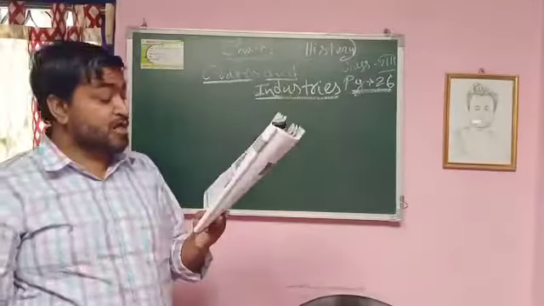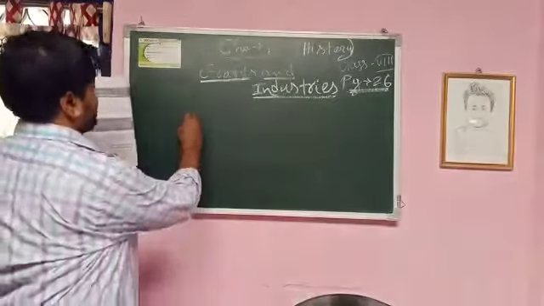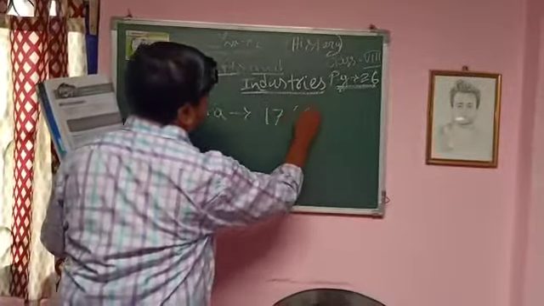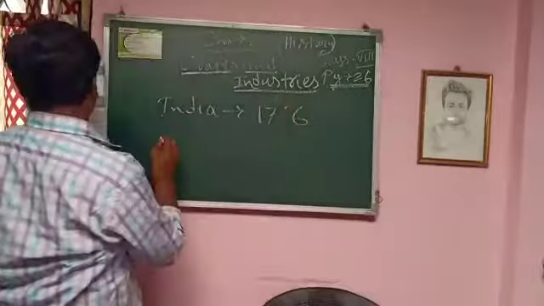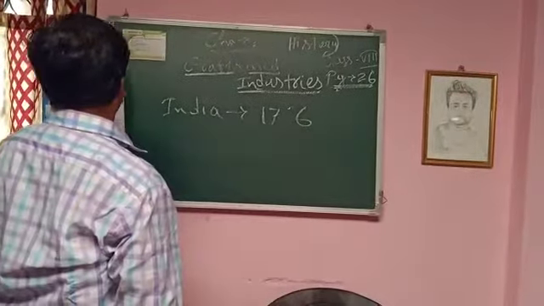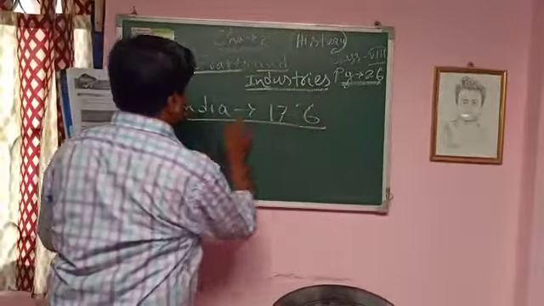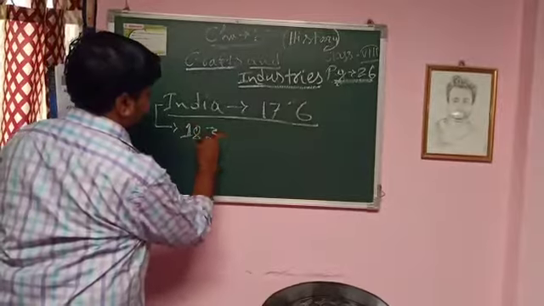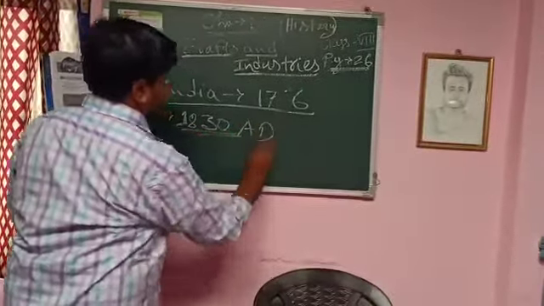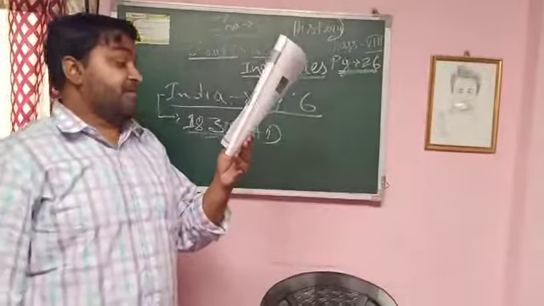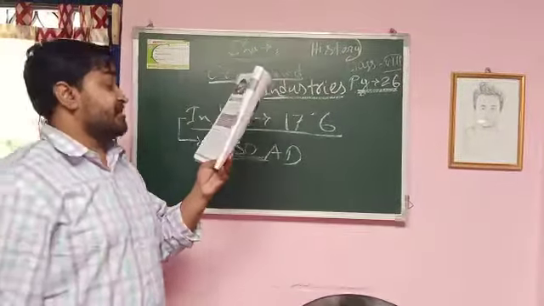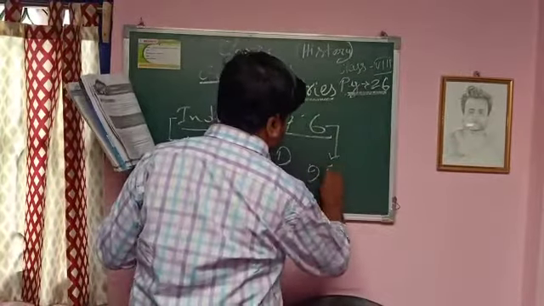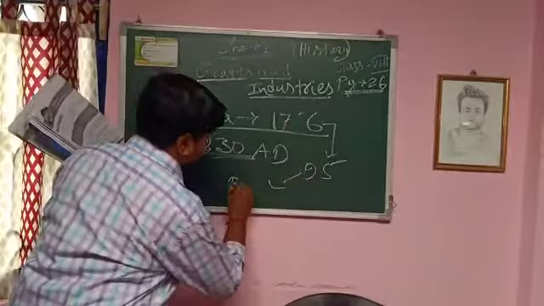While India enjoyed 17.6%, India's percentage, you see, 17.6% of the world's industrial production in 1830. It is the record of 1830 AD. The British share was 9.5%. This is the record of the British.